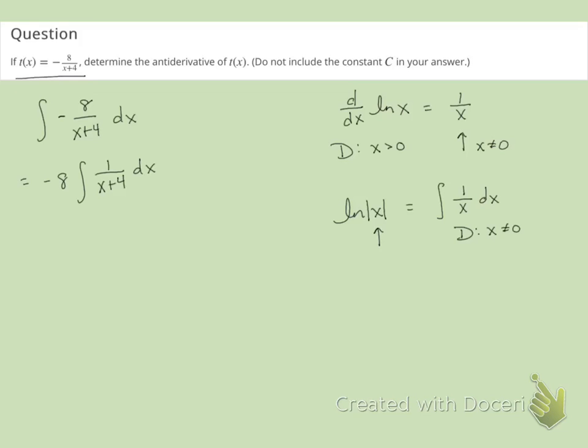So back to the integral over here on the left. I do have an x plus 4, but thinking about the chain rule with an x plus 4, the derivative of that is just 1. So this is going to equal -8 natural log of the absolute value of x plus 4 plus c.